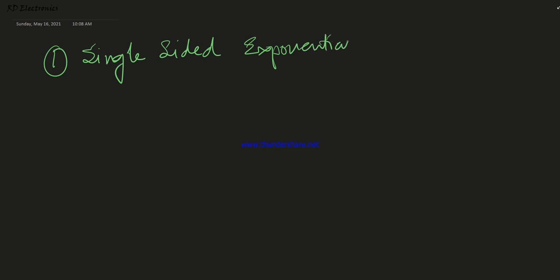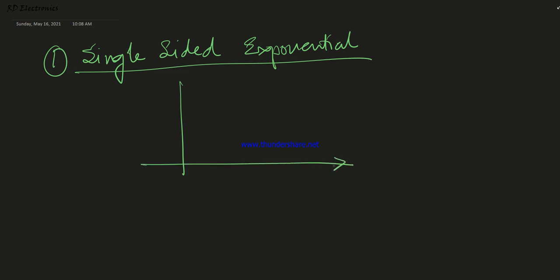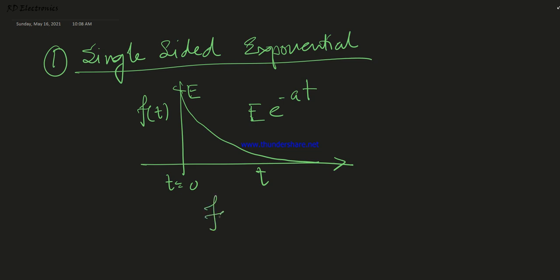So what is its nature? The nature is that a single sided exponential function means this is time and this is a function f(t), and it looks like that, and we assume this is e to the power minus at. That means the highest amplitude is given by e at t tends to 0. From the definition, f(t) equals e to the power minus at for t greater than or equal to 0, and 0 when t is less than 0. So this is the single sided exponential function.